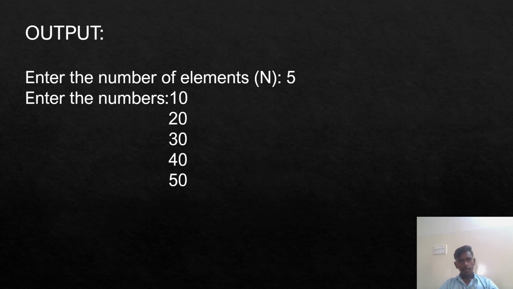And by giving the input, the output is going to be: first it will ask to enter the number of elements, that is n is 5. How many elements we want to add, that is 5. Then it will ask to enter the numbers, and by adding one number at a time and pressing the enter button, that is 10, 20, 30, 40, 50. This is the example we have taken here.